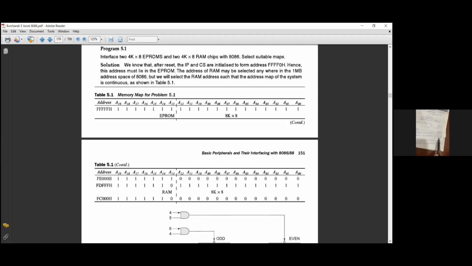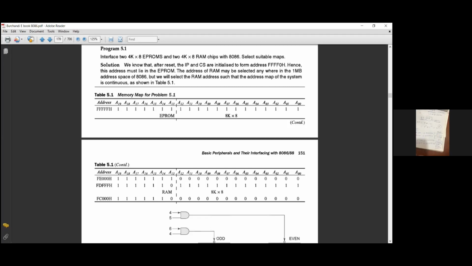So at the time of reset, the program counter should be set at that particular location where your ROM is, where your OS is, where your monitoring program is. Am I right? Yes. That's why this is completely different.